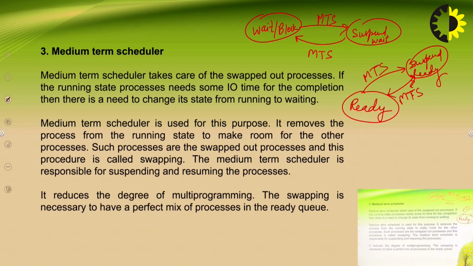The mid-term scheduler takes care of the swapped out processes. If the running state process needs some IO time for completion, then there is a need to change its state from running to waiting. Here, right? The mid-term scheduler is used for this purpose. It removes the process from the running state to make room for other processes. Such processes are swapped out processes, and this procedure is known as swapping. The mid-term scheduler is responsible for suspending and resuming the processes. It reduces the degree of multi-programming. Swapping is necessary to have a perfect mix of processes in the ready queue.